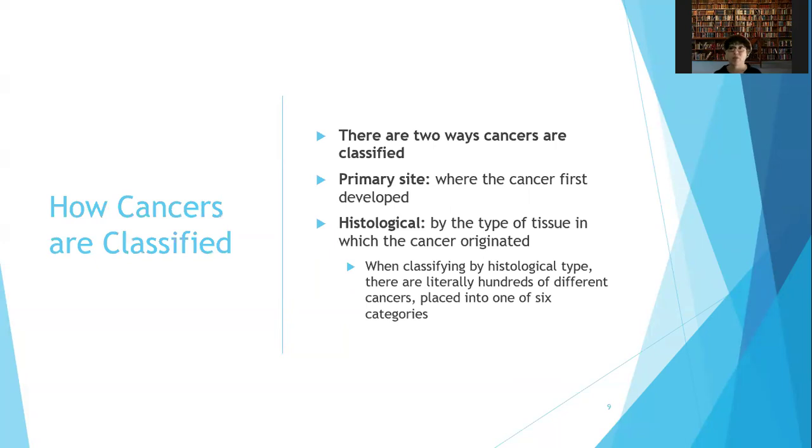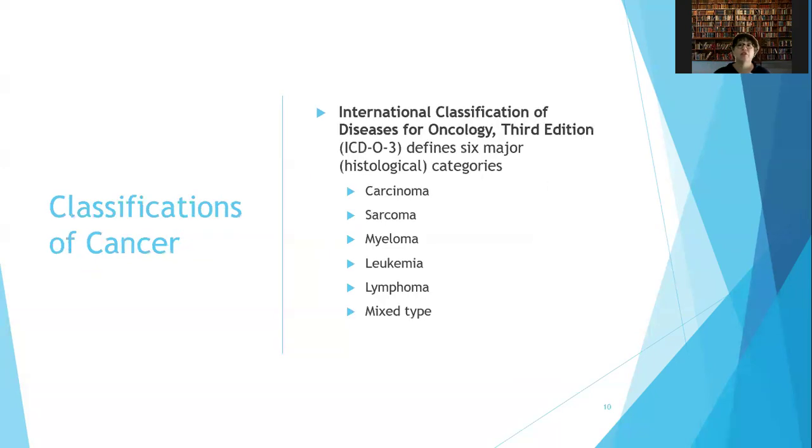So there are two ways that cancers are classified. The primary site where the cancer first develops. So when you say someone has colon cancer or breast cancer or pancreatic cancer, that's the primary site where the cancer first developed. And then it's classified histologically by the type of tissue in which the cancer originated. So many different types of cancer, but there are just 6 categories of them. So these are the 6 categories. The International Classification for Diseases for Oncology defines 6 major categories: carcinoma, sarcoma, myeloma, leukemia, lymphoma, and mixed. Mixed is the miscellaneous category, I guess.